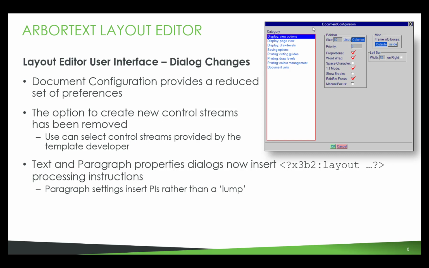The text and paragraph property dialogs have also changed. They now insert a new processing instruction, the X3B2 layout processing instruction, and the paragraph properties dialog no longer inserts a lump. It inserts the individual processing instructions for the features and properties which you have set within the paragraph properties dialog. So those are the main interface changes. There are others, but these are the major ones.